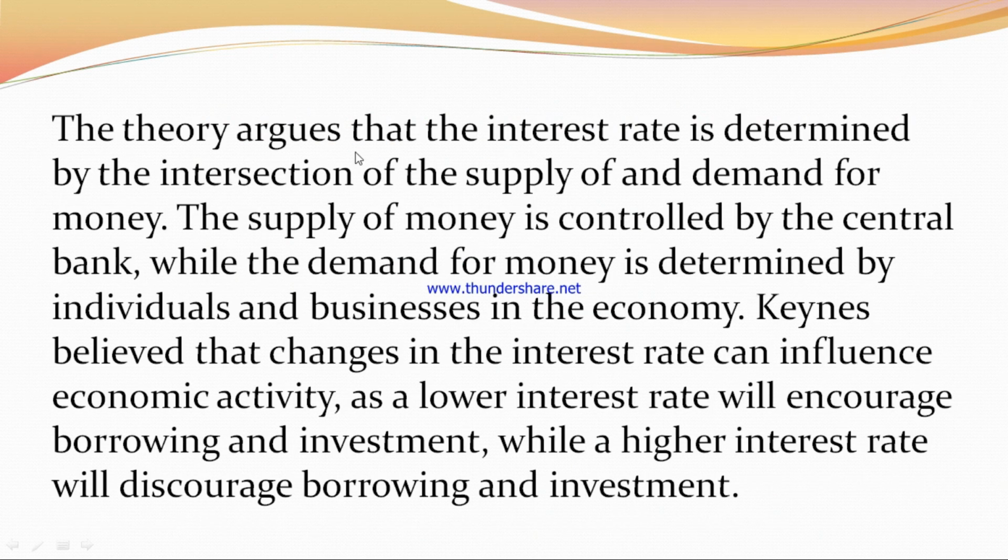The theory argues that the interest rate is determined by the intersection of the supply of and demand for money. The supply of money is controlled by the central bank, while the demand for money is determined by individuals and business in the economy. Keynes believed that changes in the interest rate can influence economic activity, as a lower interest rate will encourage borrowing and investment, while a higher interest rate will discourage borrowing and investment.